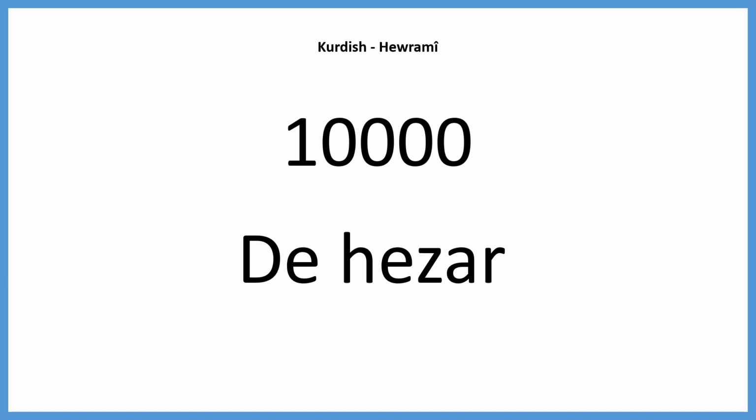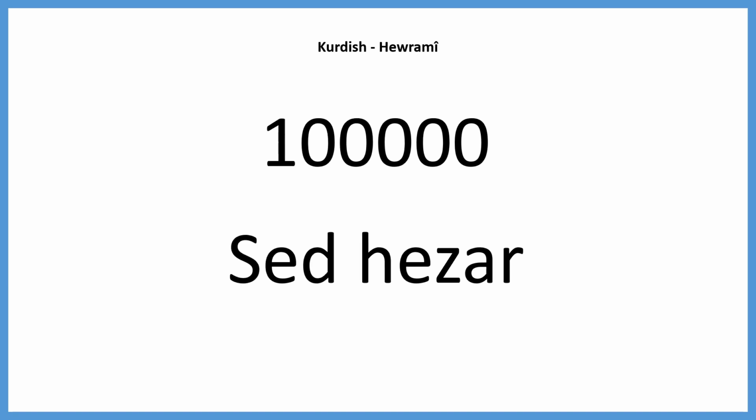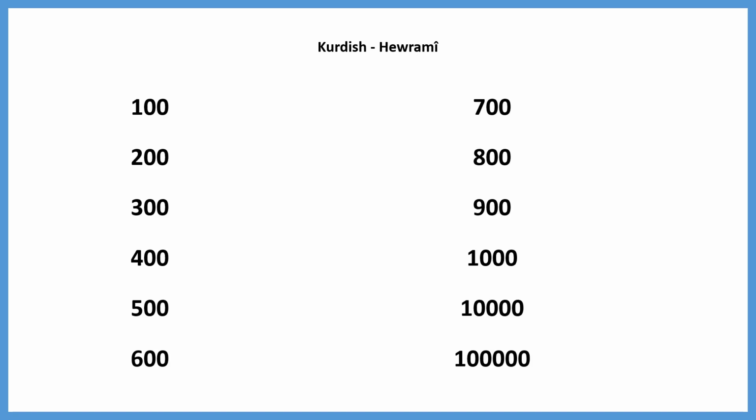So the same rule that we applied for every multiple of 100 also applies for every multiple of 1,000. So for example, 10,000 would be de hazar. 100,000. Said hazar. We will now review the multiples of 100 and then the multiples of 1,000. Before we check our answers, you may pause the video here.